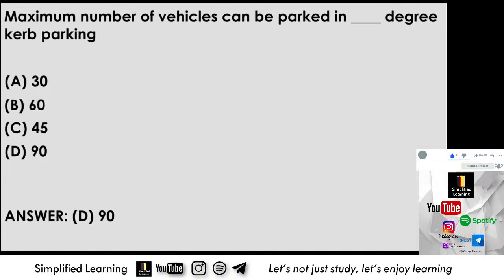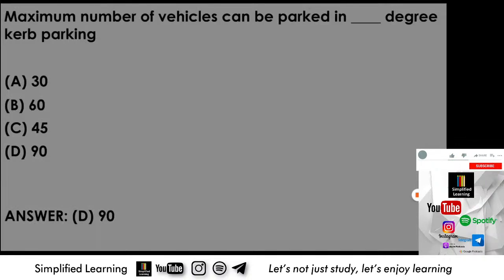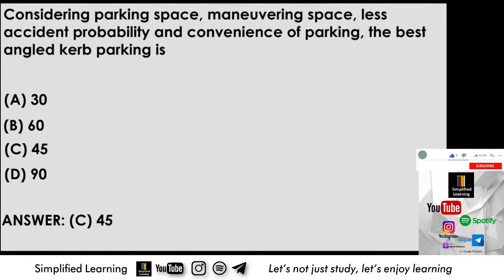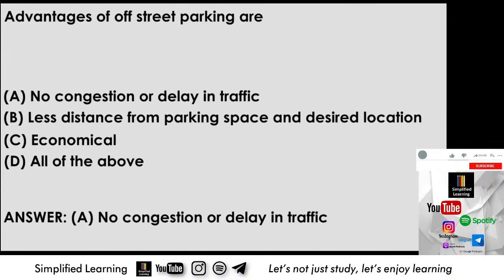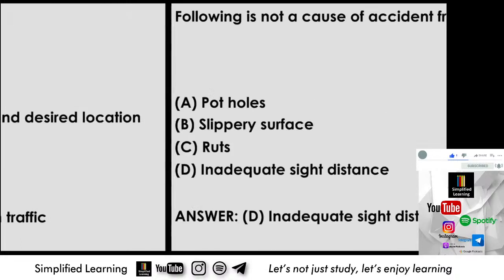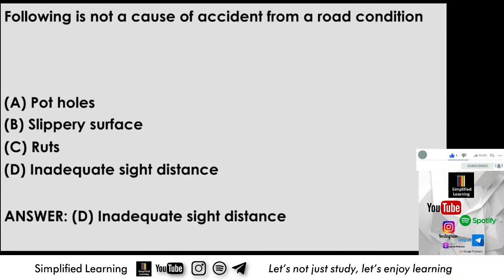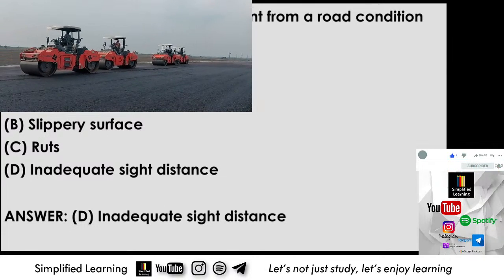Maximum number of vehicles can be parked in 90-degree curb parking. Considering parking space, maneuvering space, less accident probability and convenience of parking, the best angled curb parking is 45-degree parking. Then the advantage of off-street parking is that no congestion or delay in traffic takes place. Inadequate sight distance is not a cause of accident from a road condition.